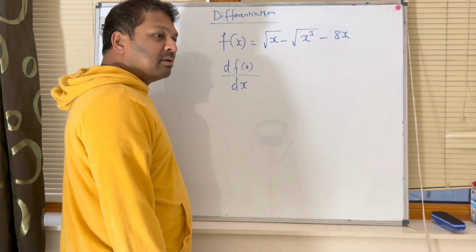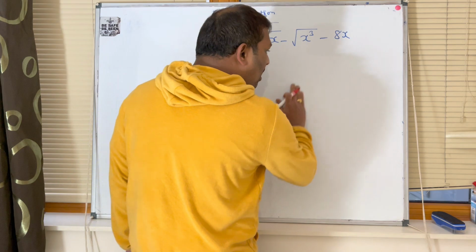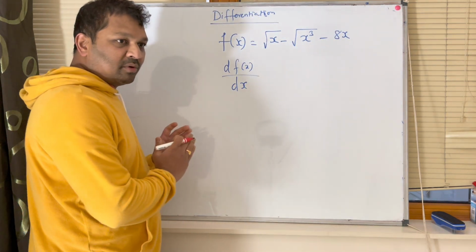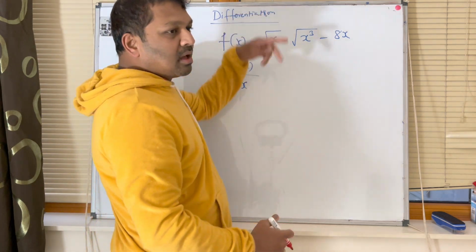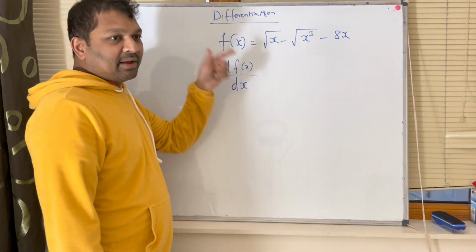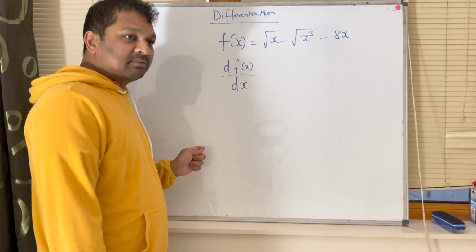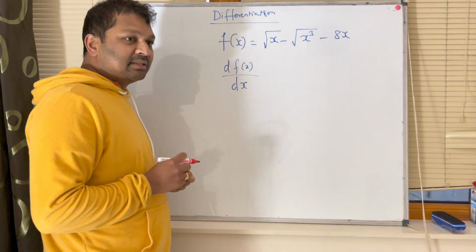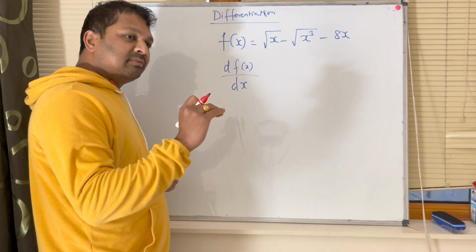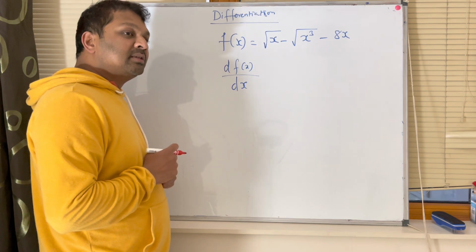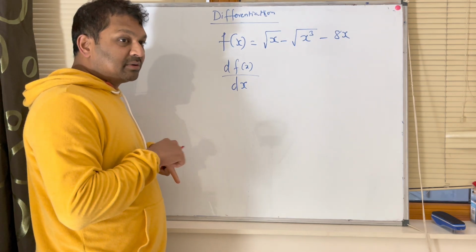Why do we mostly use x? Because when we are moving in the x direction, we want to see how the system is behaving in the y direction. That is why we mostly do it with respect to x. For example, in a displacement-time graph, the x-axis represents time and the y-axis represents displacement. In such cases, we do the differentiation with respect to time.